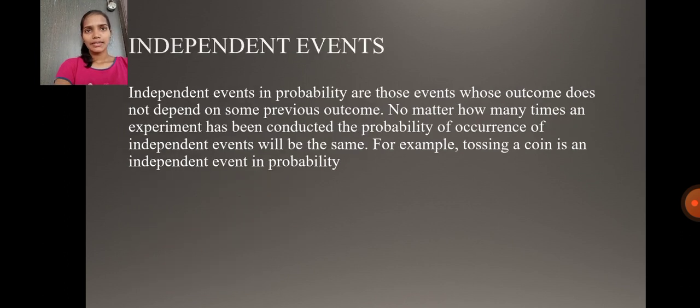Coming to the independent events. Independent events in probability are those events whose outcome does not depend on some previous outcome. No matter how many times an experiment has been conducted, the probability of occurrence of independent events will be the same. For example, tossing a coin is an independent event in probability.